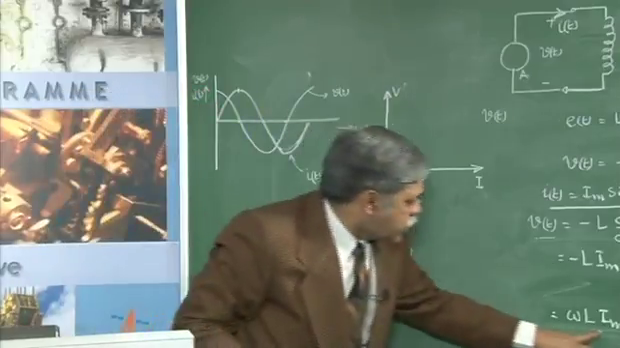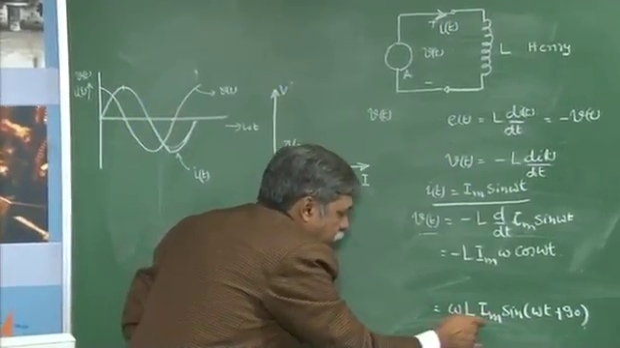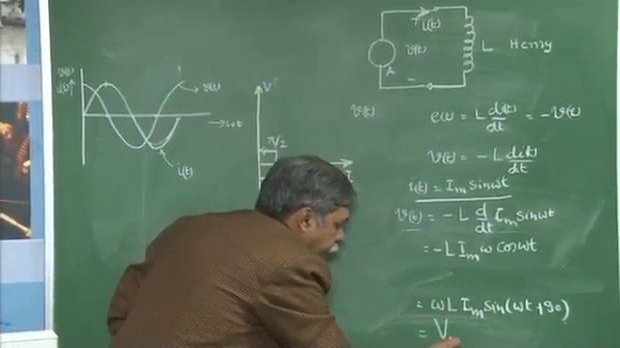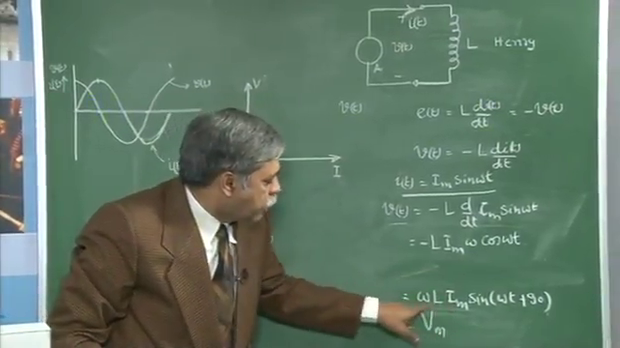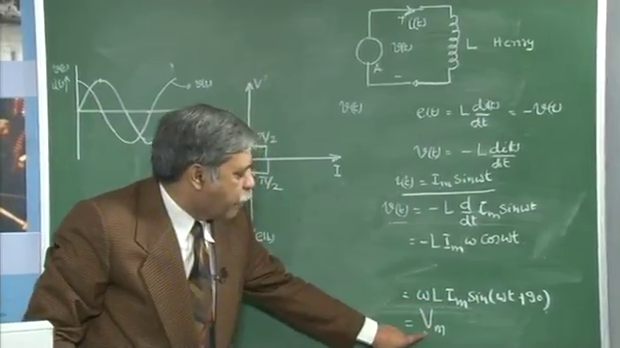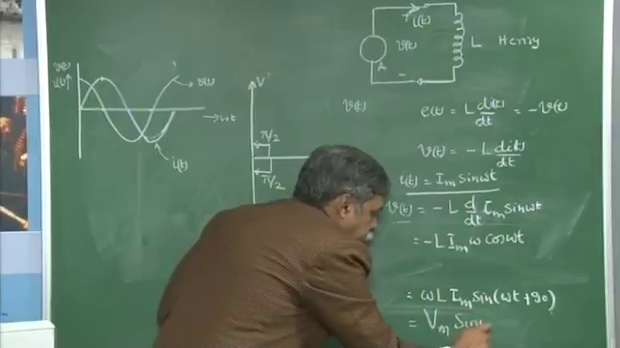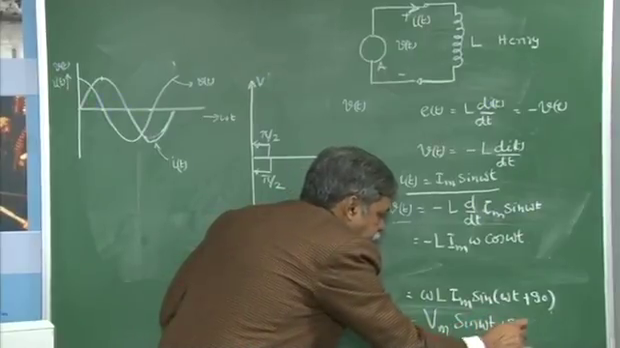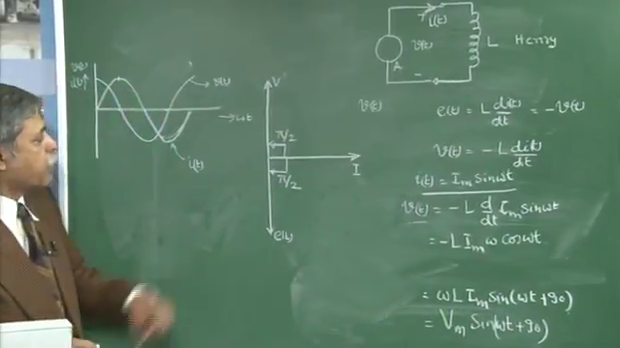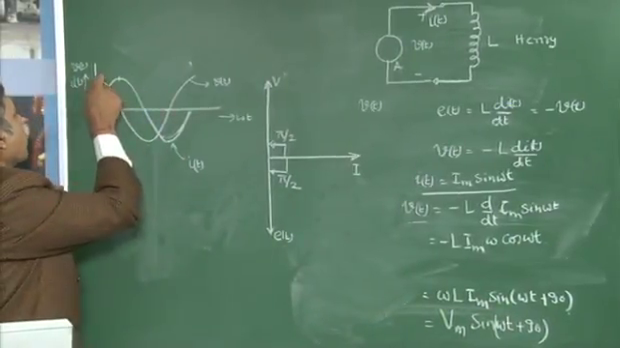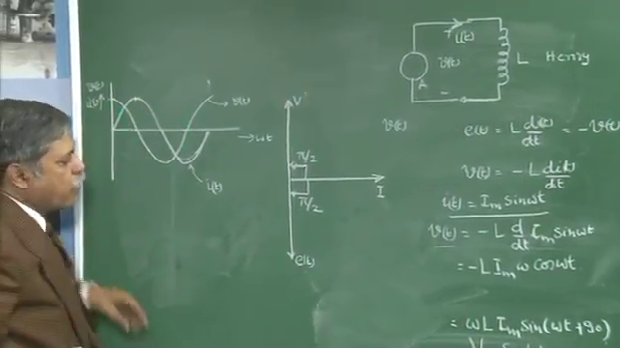Now when you take this equation, I can write omega L Im as Vm, because this is the expression for the voltage. The current multiplied by omega L will give you the maximum value of the voltage. So I can write Vm sin of omega t plus 90 degrees. Vm is the maximum value of the voltage, and Im is the maximum value of the current.